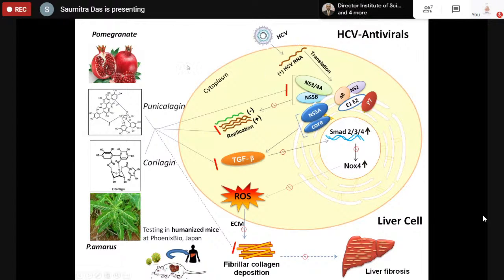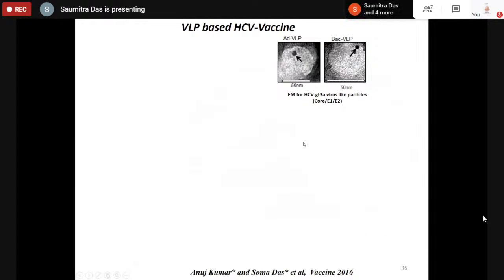We worked out the biology behind this activity of punicalagin and corilagin, and showed which pathways they are affecting. I'm not getting into the details, but I'll show one last thing. I want to show that we have been working on the vaccine. As you know, till date, we don't have a vaccine for hepatitis C virus.